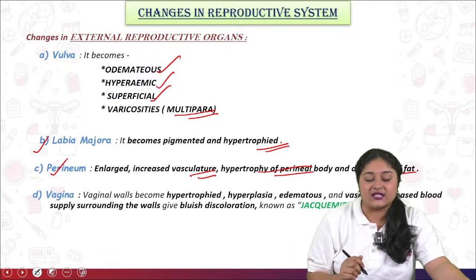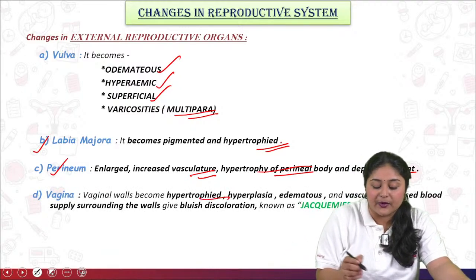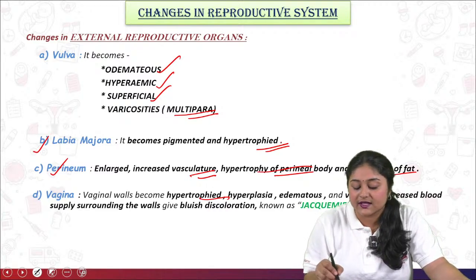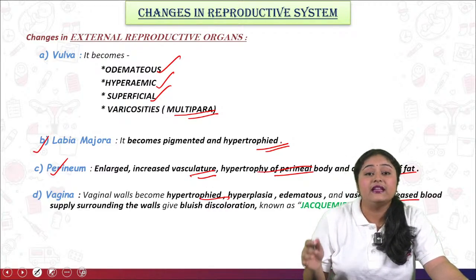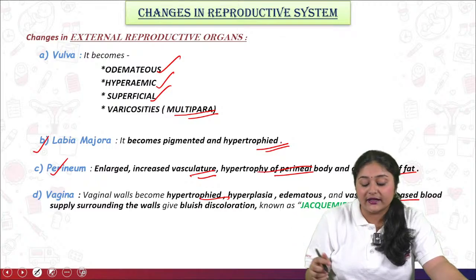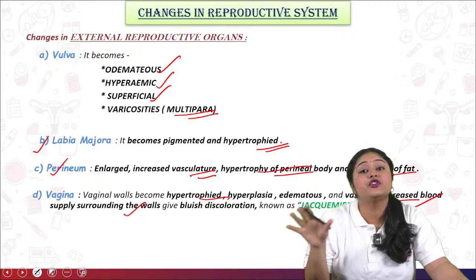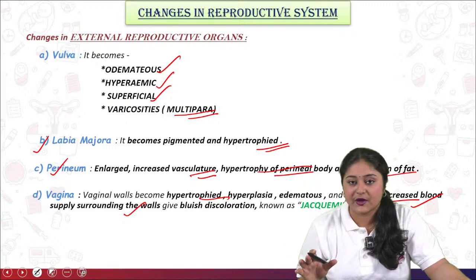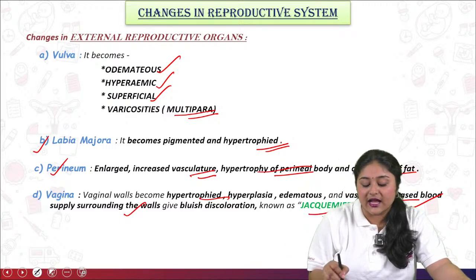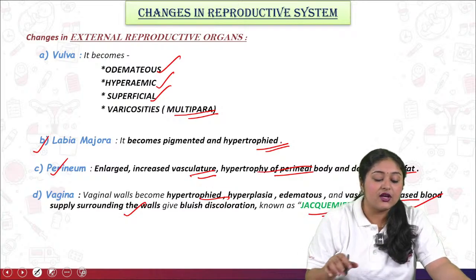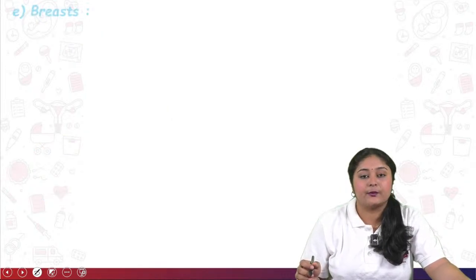Now come to the vagina. The vaginal walls become hypertrophied, hyperplastic, edematous and vascular, which stimulates increased blood supply surrounding the walls. This gives the bluish discoloration of the anterior wall of the vagina, which is known as Jacquemin's sign. So these are all the changes of the external reproductive organs.